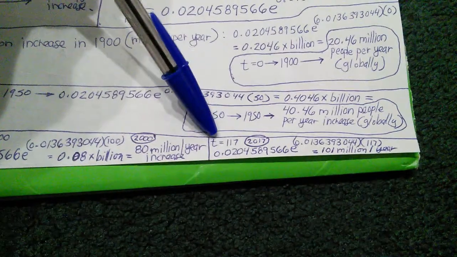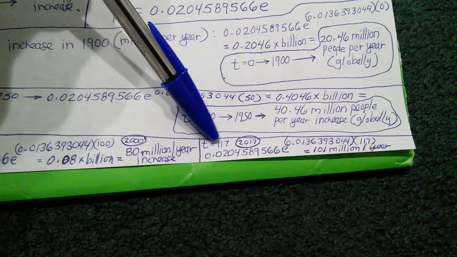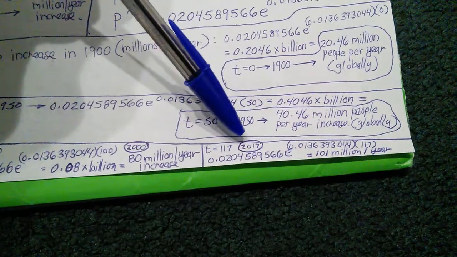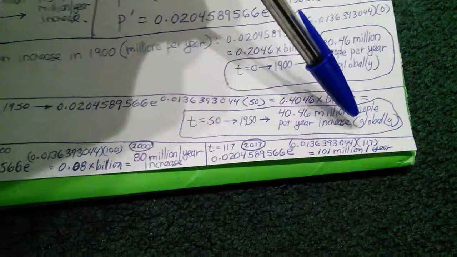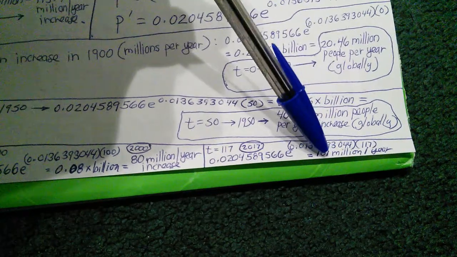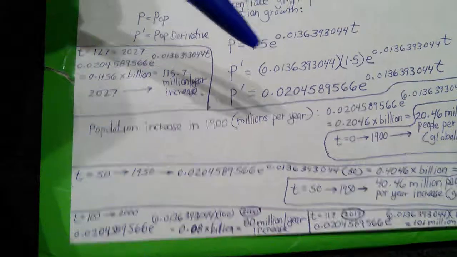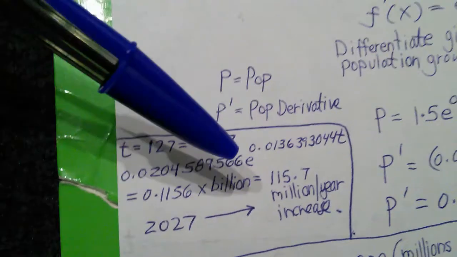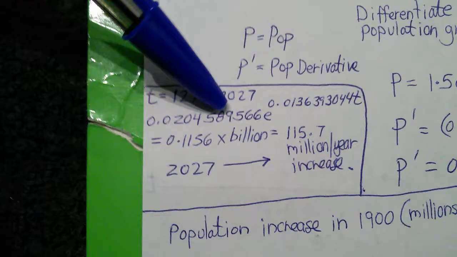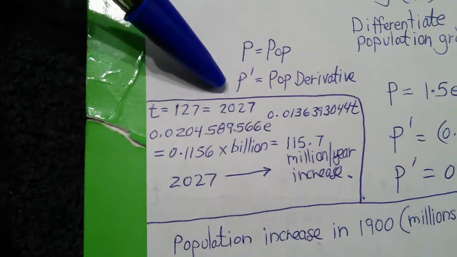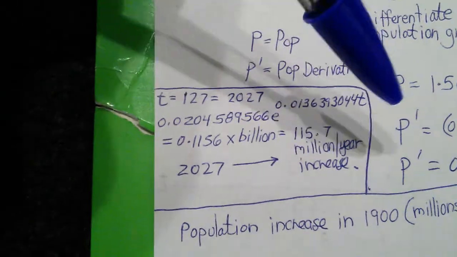Then in the year 2017, which would be what, last year, we put 117 in, and we get 101 million people per year. And then, of course, we want to know what the population increase will be in 2027, in that year, per year. Again, 127.